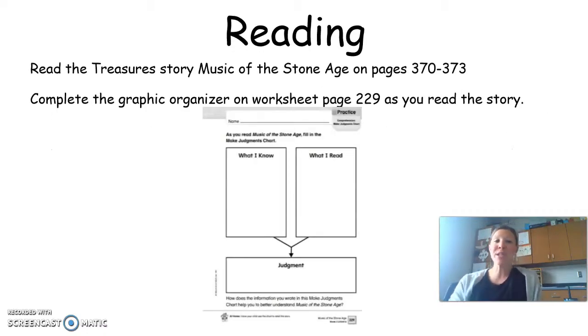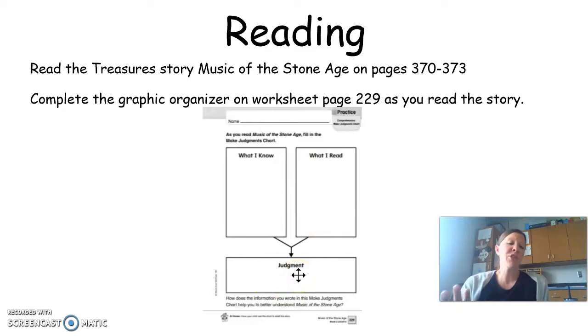Reading. Today you're going to read the story Music of the Stone Age, and then you're going to complete this graphic organizer. This is going to go with what do you know about music? What do you know about the instruments that you are reading about? What did you read that was new? And then what did you figure out?